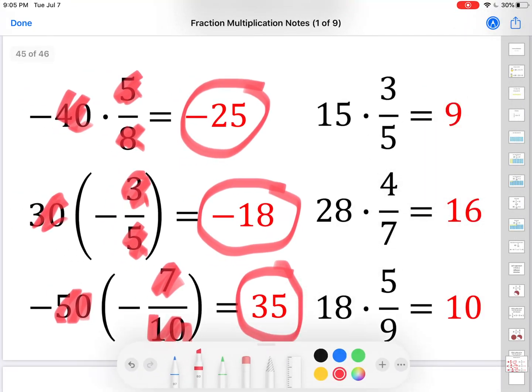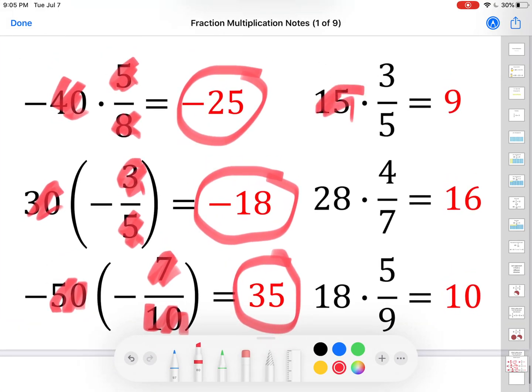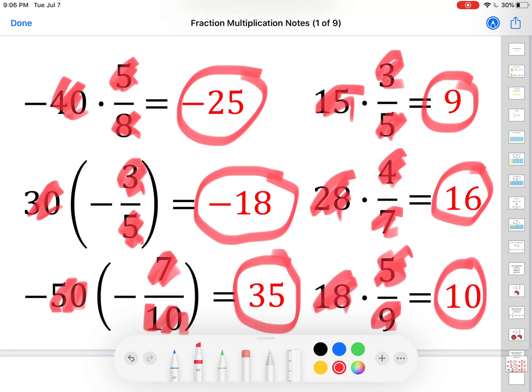Okay, let's try this. 15 divided by 5 is 3. 3 times 3 is 9. No reason for it to be negative. 28 divided by 7 is 4. 4 times 4 is 16. 18 divided by 9 is 2. 2 times 5 is 10. Again, no reason for it to be negative. Do you understand the concept? Okay. Make sure that you ask for help if you need it.